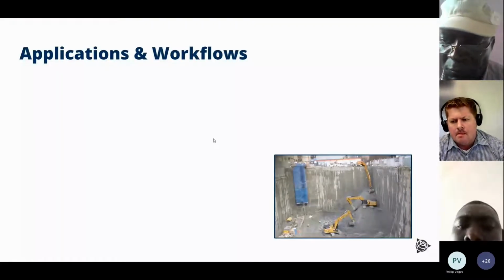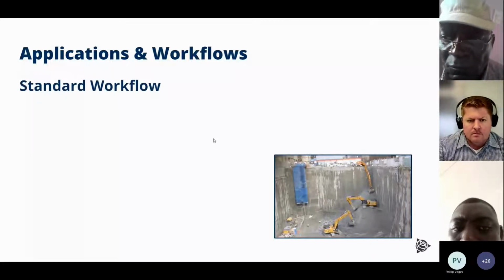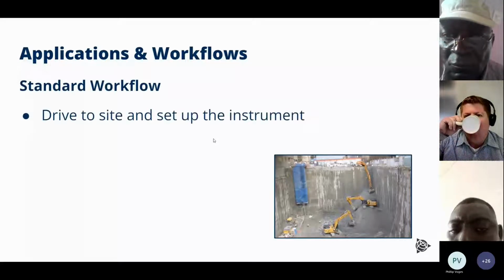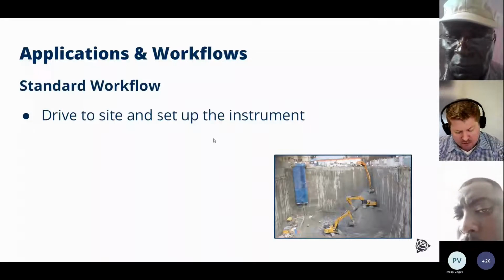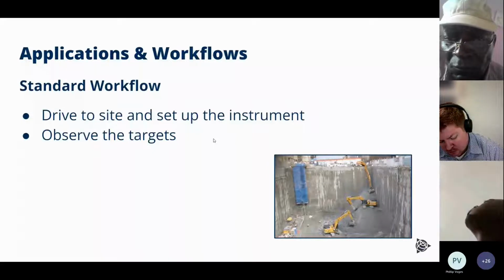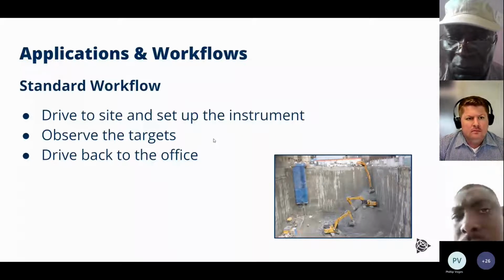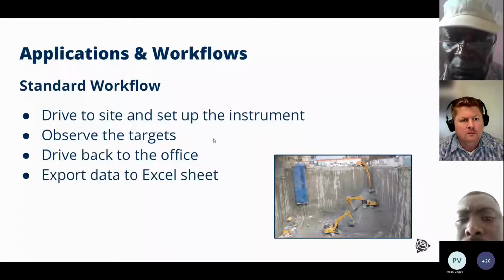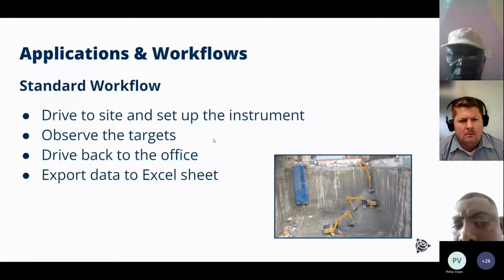Okay, then have a look at the typical workflow on such a site. So usually you drive to the site and set up the instrument. Then you observe all the targets that are placed at the object. Afterwards, you drive back to the office. You probably then export the data to an Excel sheet, because an Excel sheet still is one of the most common ways to actually present monitoring data, especially positioning data or displacement data.